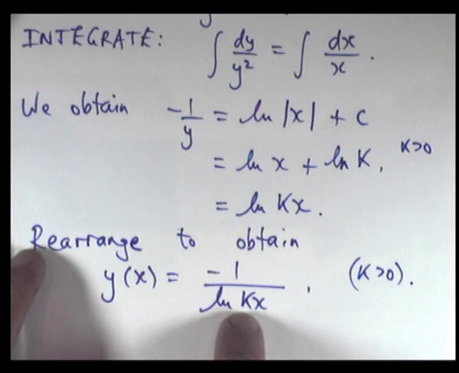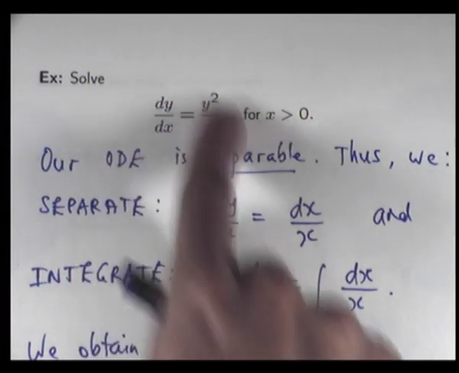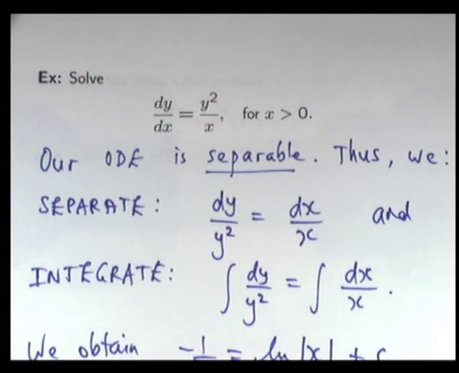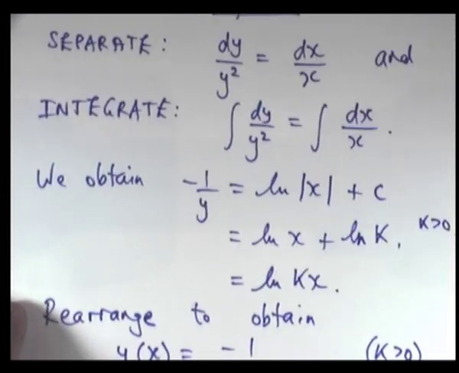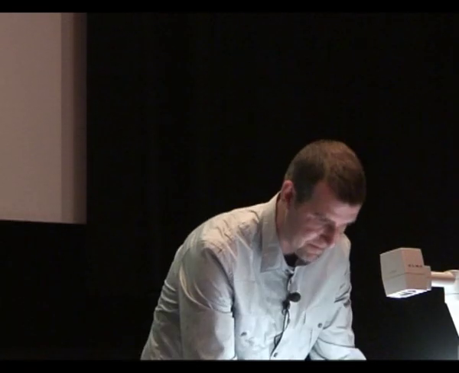Next question is, can we find this constant k? And the answer is no, because we only have an ODE here. We don't have any extra information like an initial condition or something like this. Okay. Let's look at another problem.